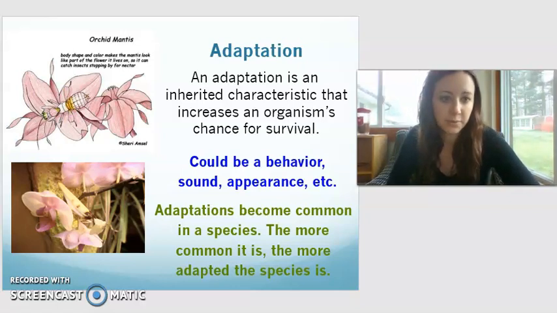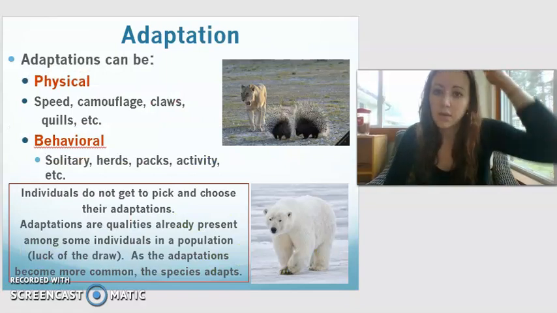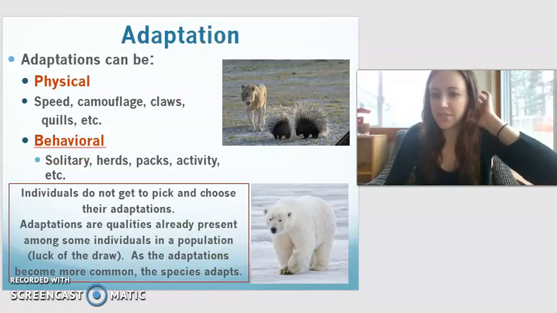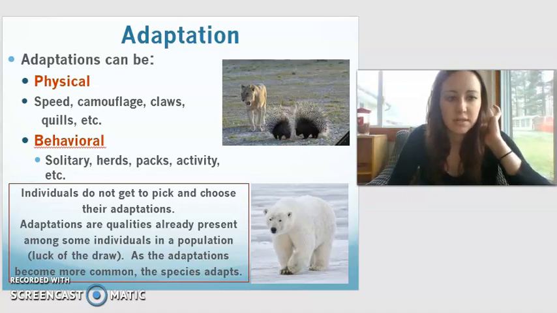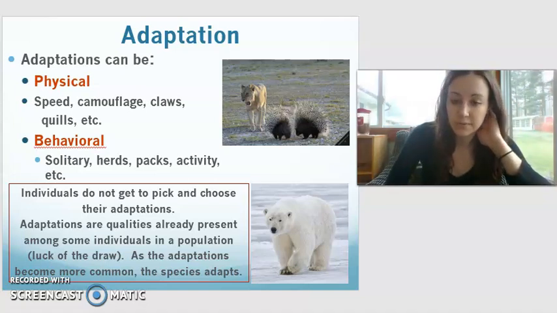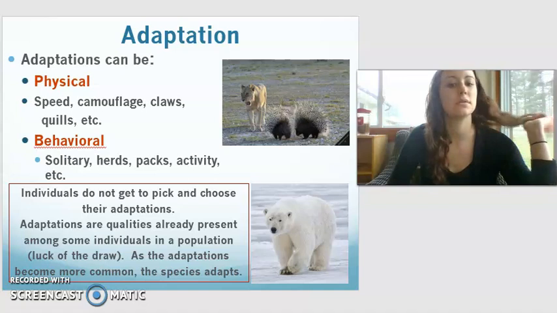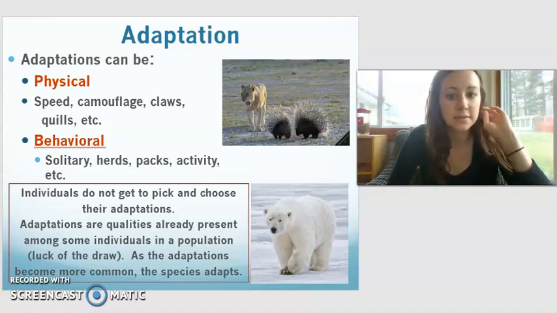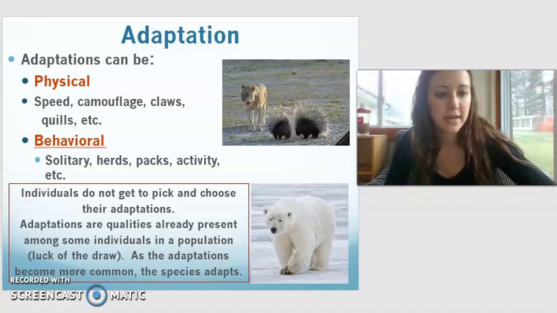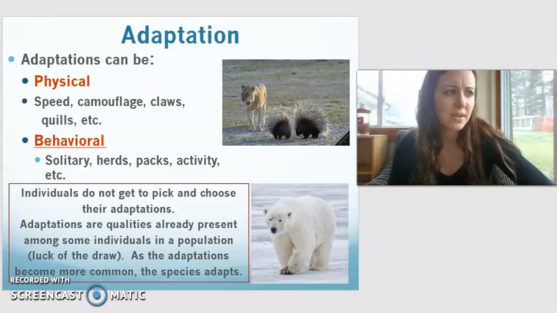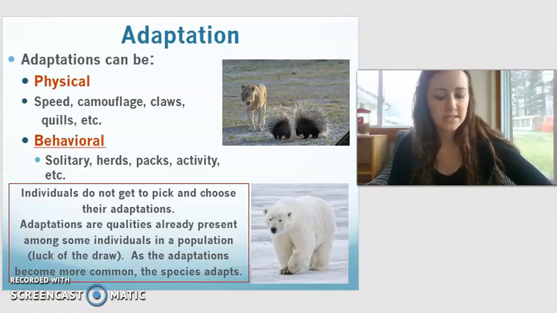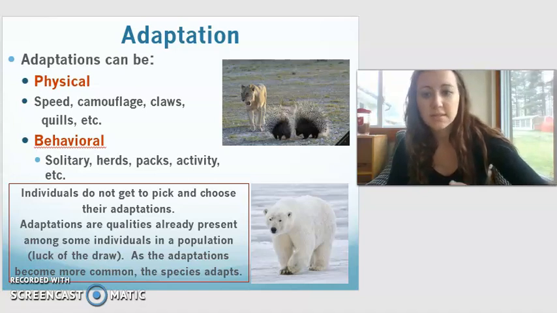Again, if it's favorable, remember, survival of the fittest. We looked at physical adaptations, speed, camouflage, claws, quills, behavioral, if it is a solitary hunter or animal, if it is in herds, packs, activity level. You can look at tons and tons of different adaptations. They're pretty easy to pick out. Really, if you think about it, any organism that's alive today is going to have some sort of adaptation for it to be able to have evolved over billions of years.